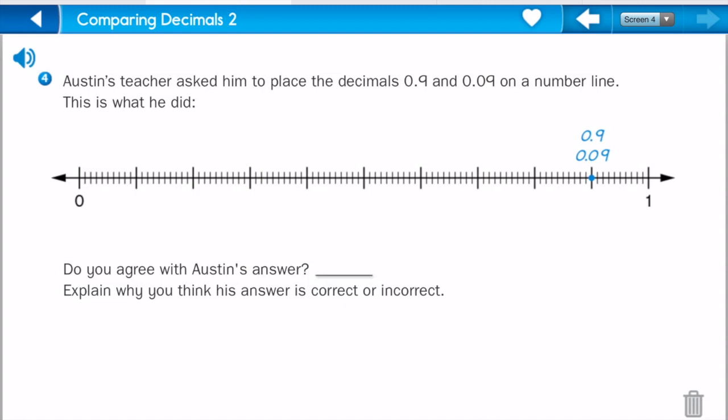So, you should have said no, because 0.9 and 0.09 are two different numbers. This is 0.90 and this is 0.09. He got this one correct, but 0.09 should have been all the way down here.